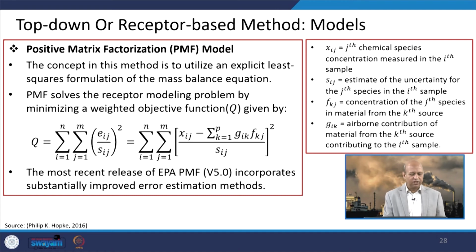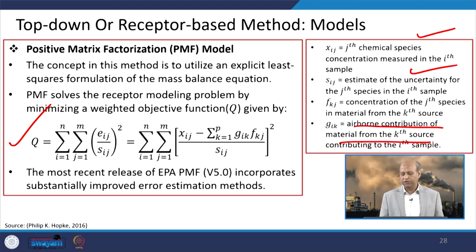So, this is the particular relationship which represents this PMF model, which can be used with chemical species, then uncertainties may be there, the concentration of that particular jth species, and again the same concept, airborne contribution from a particular source. So, all those i, j, k, whether it is species or sample or the source, have to be related with each other.